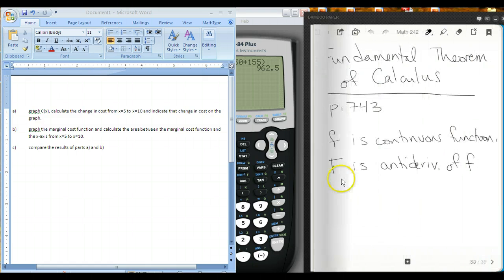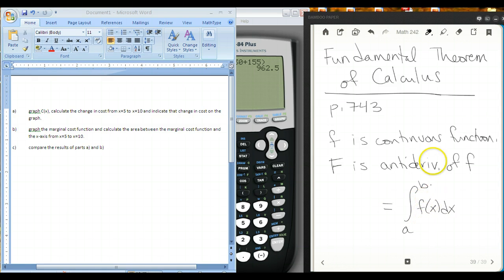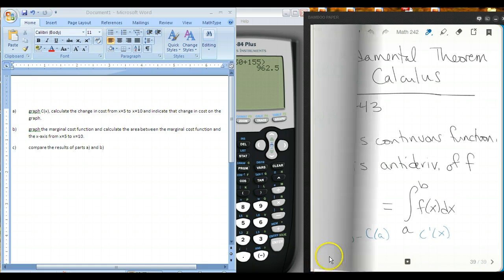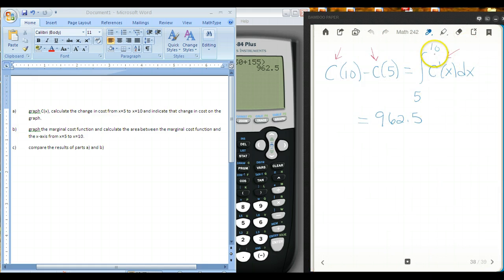Okay, so if we have capital F as the antiderivative of little f, then that means if I have the integral of f and I want to go from a to b, that's kind of like my c prime right there. So if I write this here as c prime of x, then that means I'm able to write c of b minus c of a, right? And go back a page: if I have the integral of c prime from 5 to 10, then that's c of 10 minus c of 5. Those two things are the same.